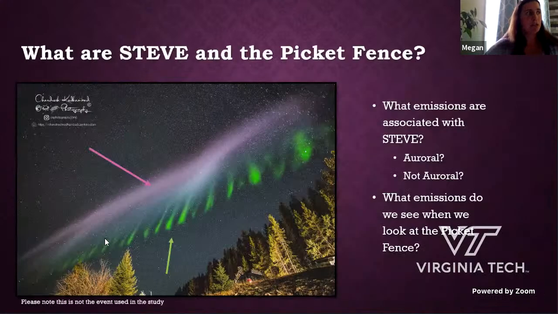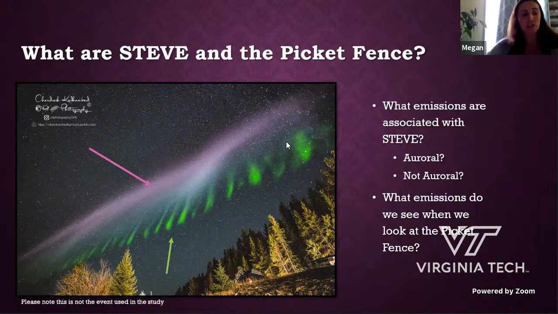So here's another picture taken by one of the Alberta aurora chasers. This is by Chandresh Kedambadi, and it's a beautiful depiction of Steve. So what we want to do is see what spectra are associated with Steve. Is it auroral? Is it not auroral? What makes it purple? Are we going to be able to actually tell that?